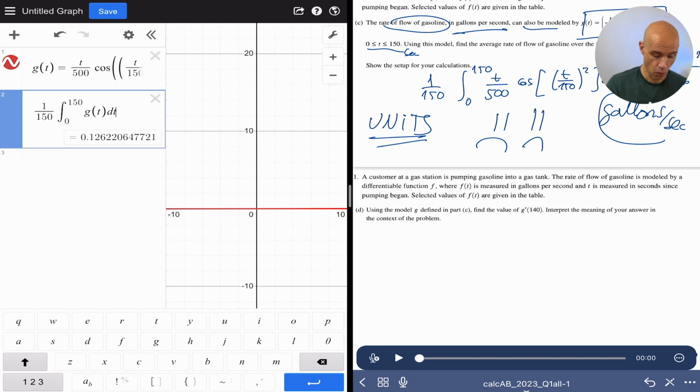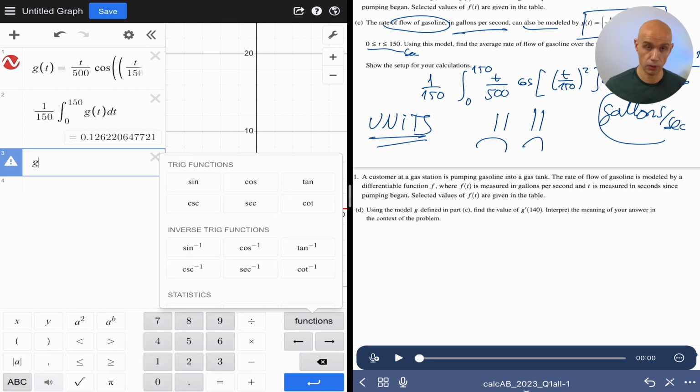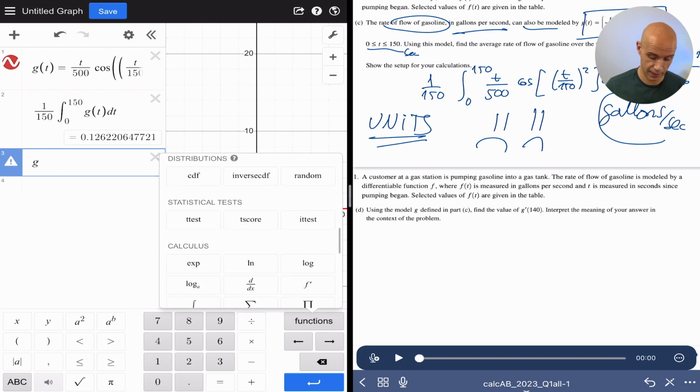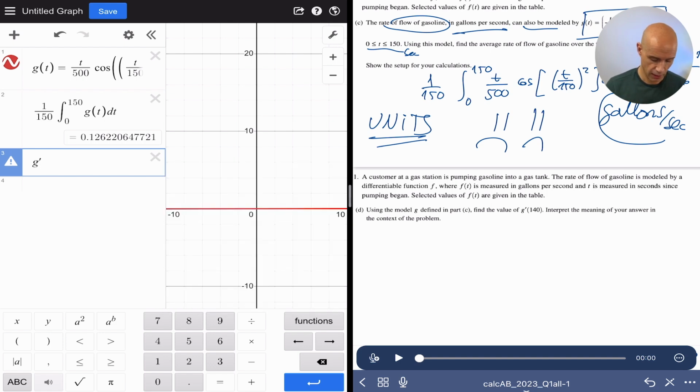Now, what's the last one? Yes, the last one. Well, g prime of, so you see, you go to g, you need the prime, right? But it's not in the keyword. So you have to go to functions and scroll down a little bit. They hide it a little bit, but here it is. We found it. And then what time? 140 seconds. Okay, 140 seconds. And what do we get?